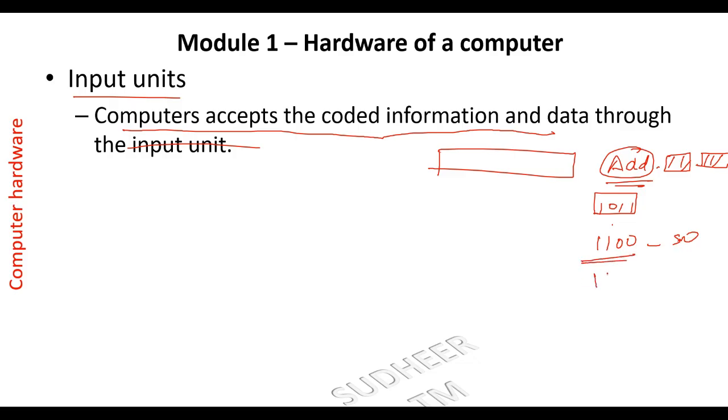If it is to multiply, it might be 1110. So if an instruction begins with 1110, the CPU's control unit will understand that this is to multiply. If it starts with 1100, it will understand that this is to subtract. And if it is 1011, it is to add. So it is coded.